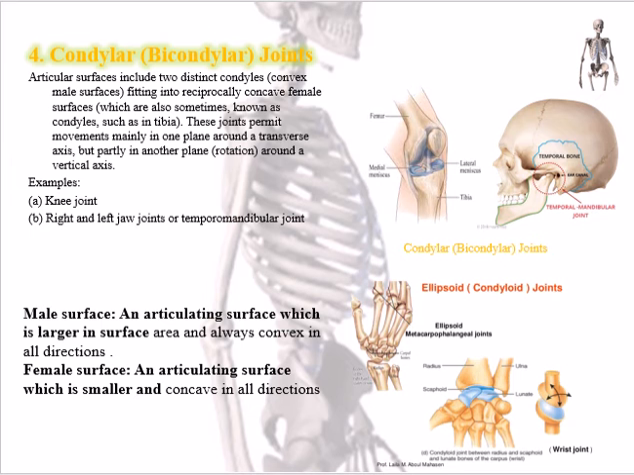What are the male surface and female surface? Male surface, an articulating surface which is larger in surface area and always convex in all directions. Female surface, an articulating surface which is smaller and concave in all directions.